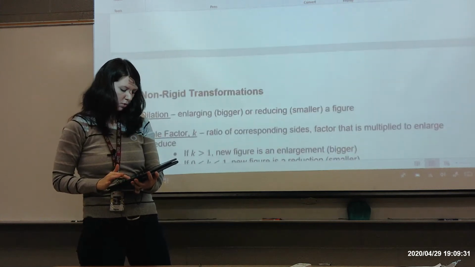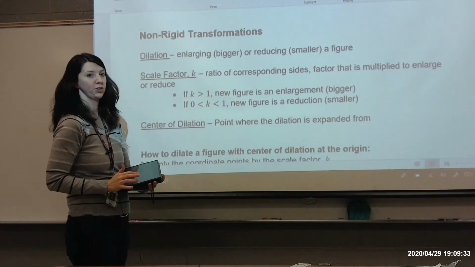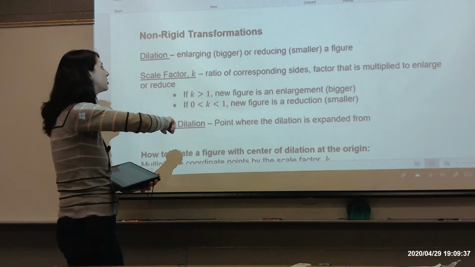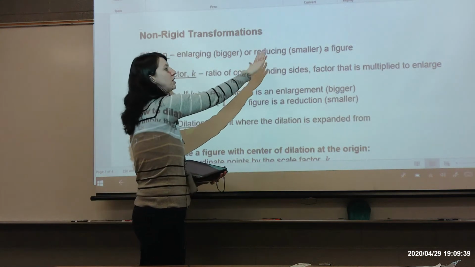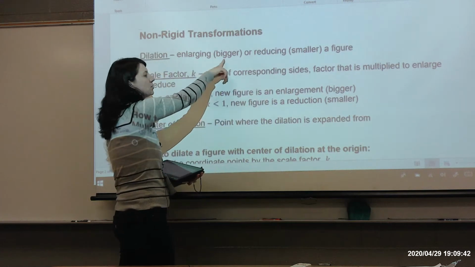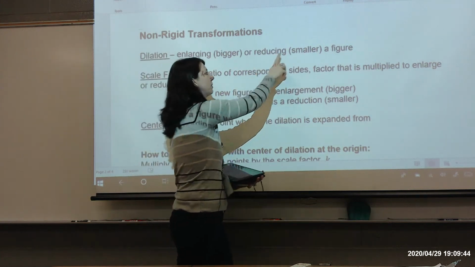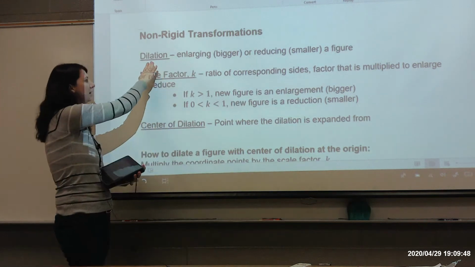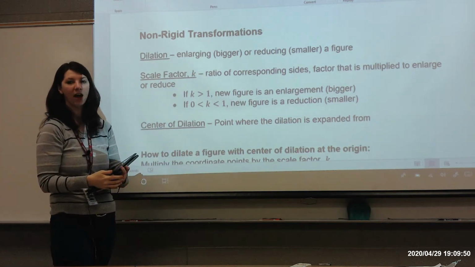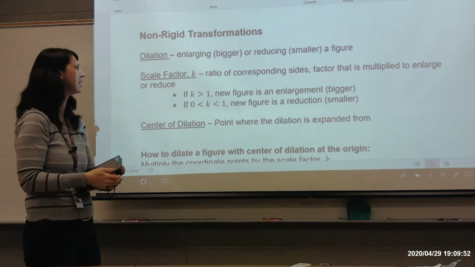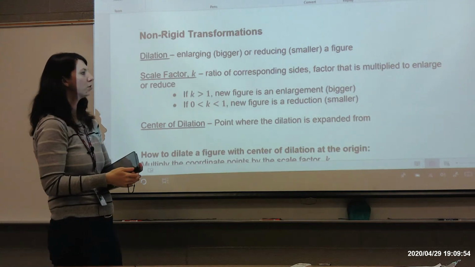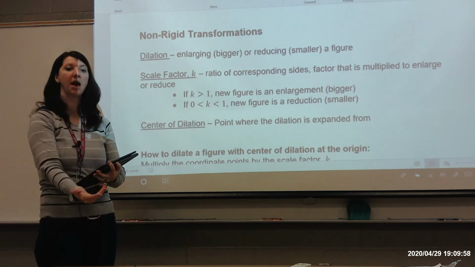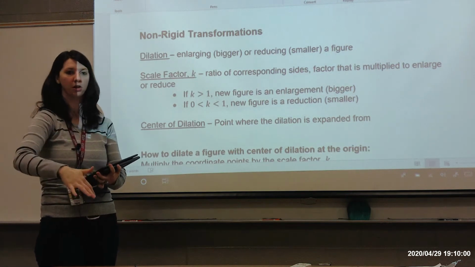Okay, but we really want to focus on non-rigid transformations, specifically a dilation. A dilation is when you are enlarging or reducing a figure. So enlarging means we're making it bigger. Reducing means we make it smaller. Okay? So when you have a dilation, you have what's called a scale factor, which we use K to represent. And that is the ratio of corresponding sides. Basically, it's the number that you're going to multiply by to make bigger or smaller.